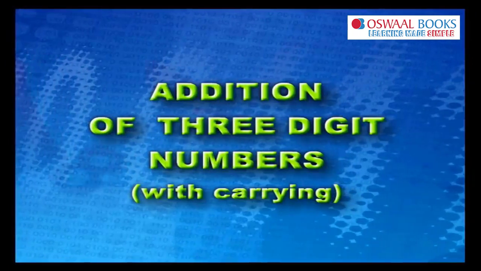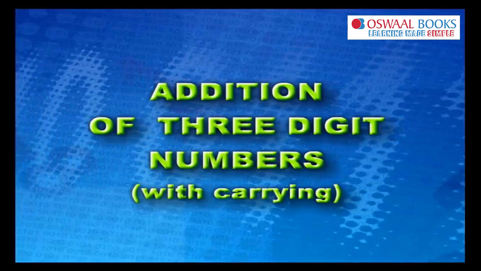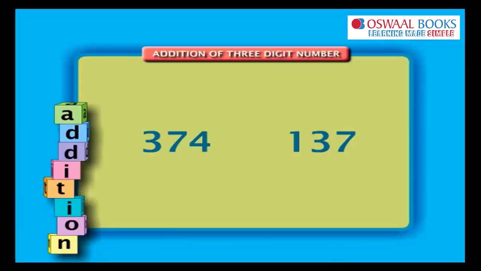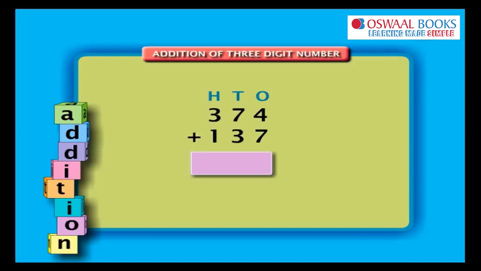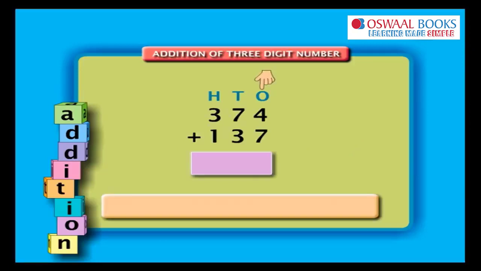Addition of 3-digit numbers with carrying. Example 1. Add 374 and 137. Arrange the numbers in a column. First add the ones column. 4 ones plus 7 ones is equal to 11 ones. 11 ones is equal to 1 tens plus 1 ones.